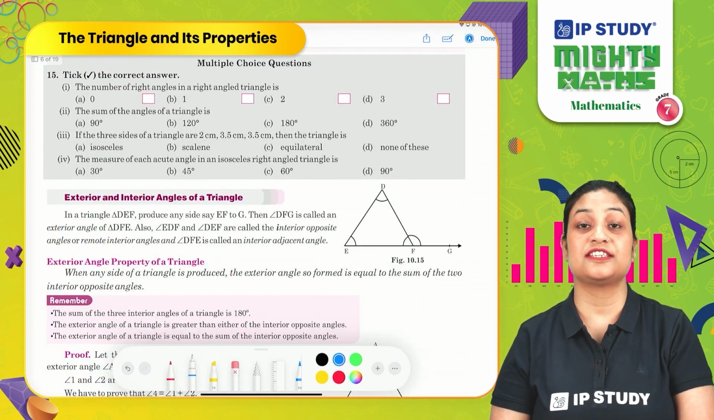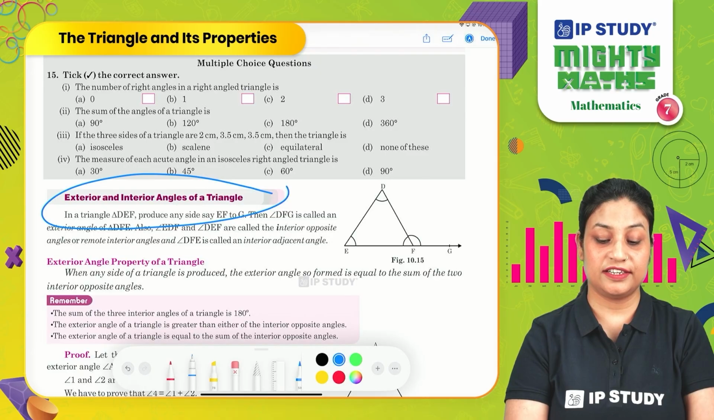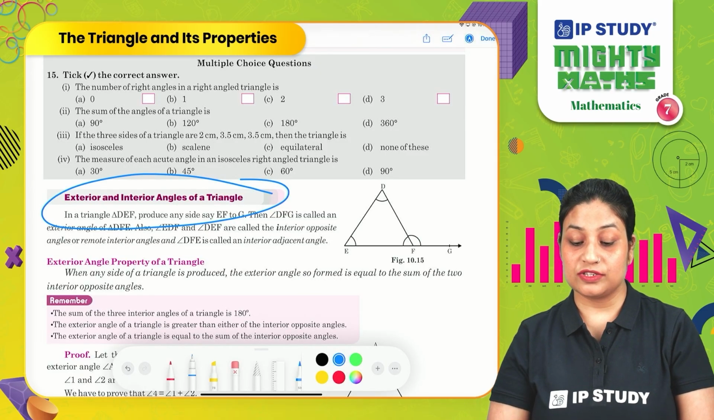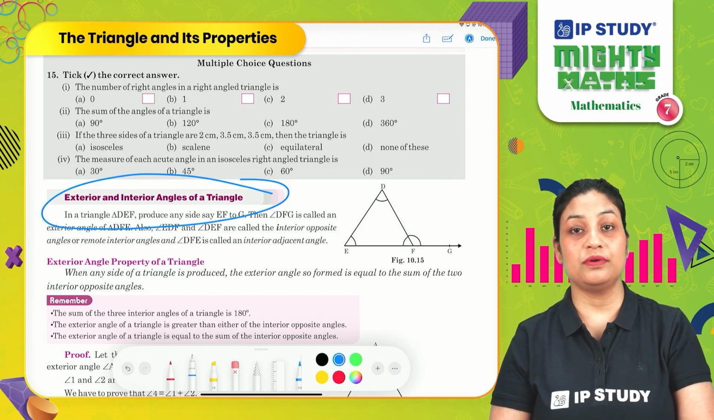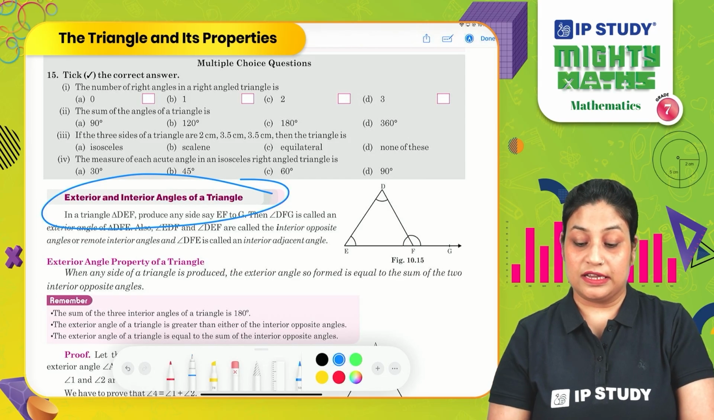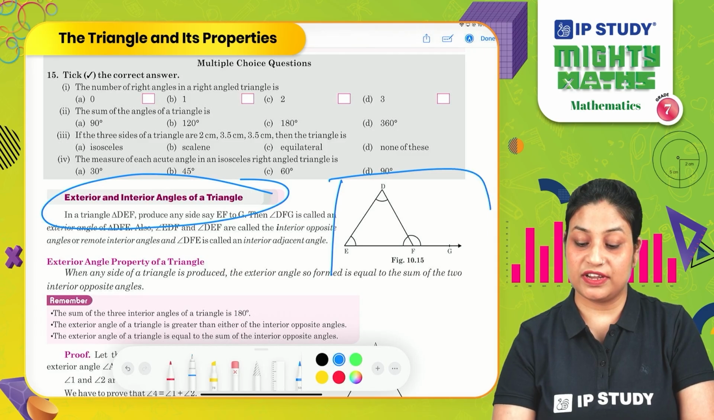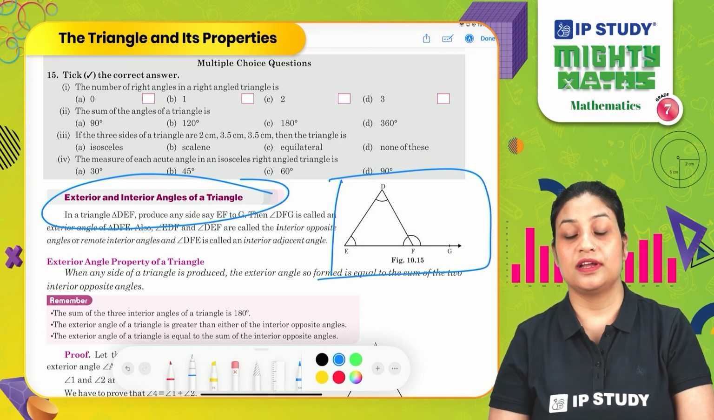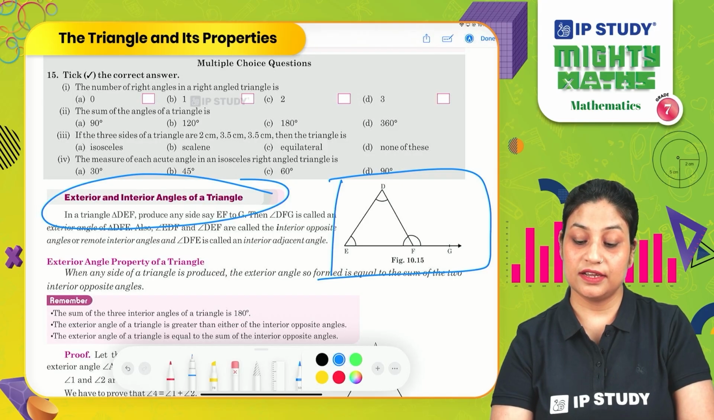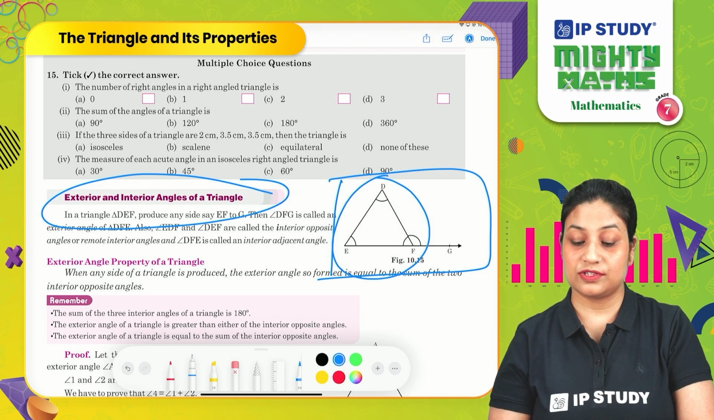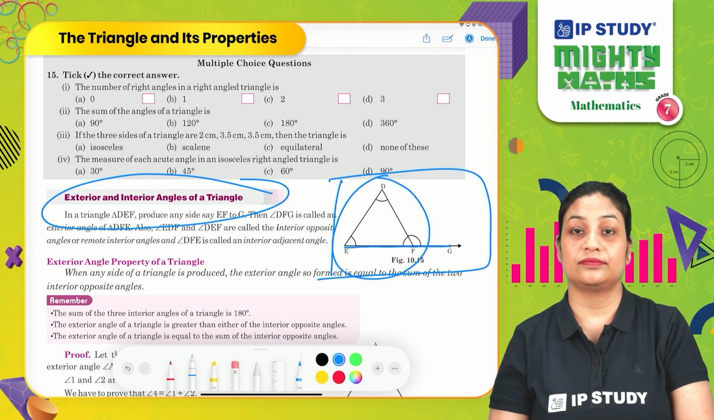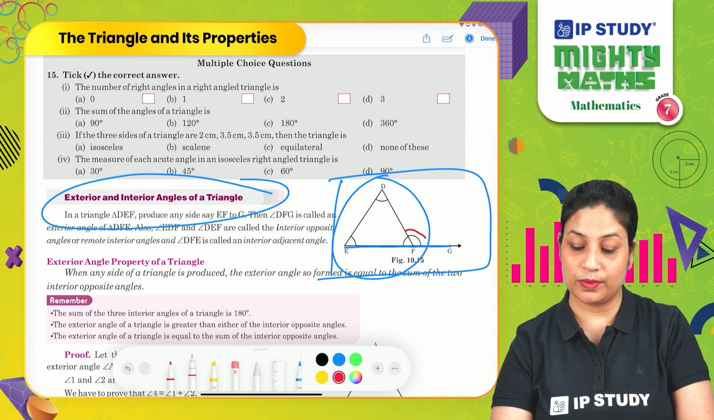Now we have the next property, that is the exterior and interior angle of a triangle, or the exterior angle property of a triangle. So what is this property all about? Let's understand this property with the help of an example. You can see triangle DEF is given to you. If I produce the EF line to G, then I will get one angle over here.